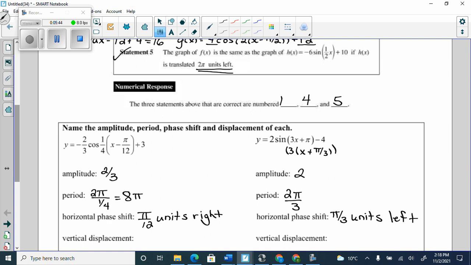This one is a vertical displacement, 3 units up. And this one is a vertical displacement, 4 units down.